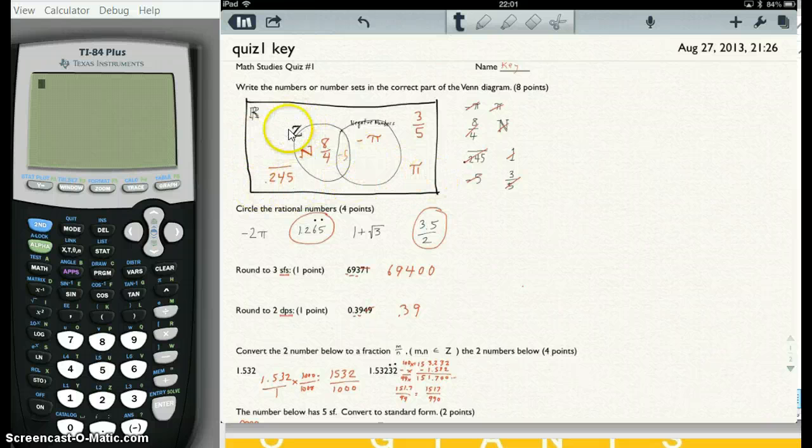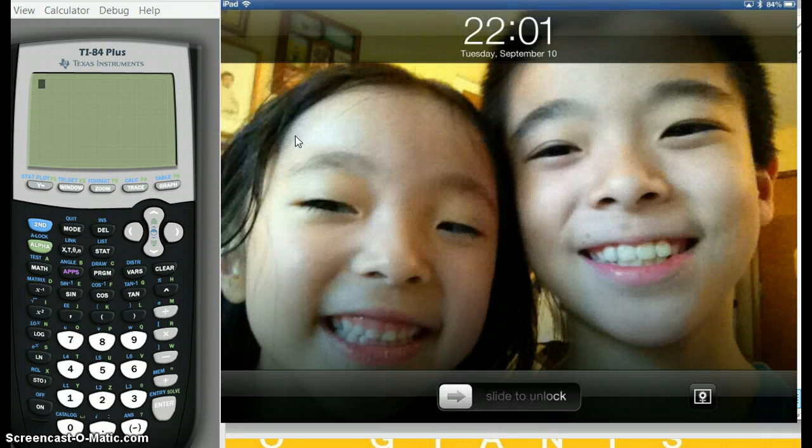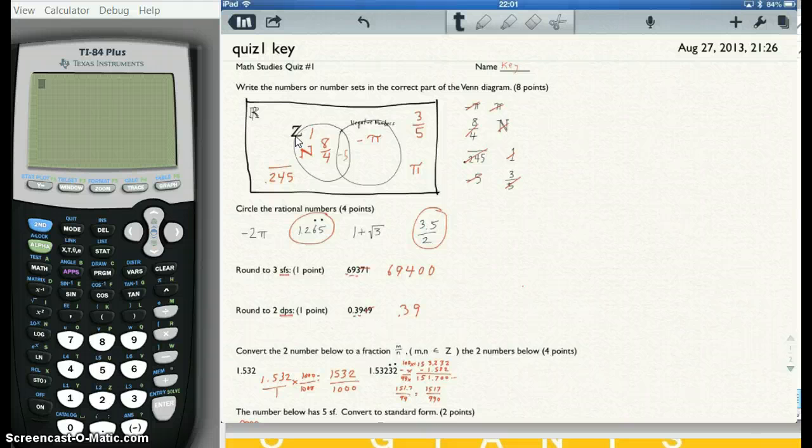Here the left side has Z, which hopefully you know by now is the integer set, and the integer set is all the negative whole numbers and all the positive whole numbers. And what else do we have here? Negative pi and pi, 8/4, which if you divide it out in a calculator, you'll find out is just the same thing as 2.